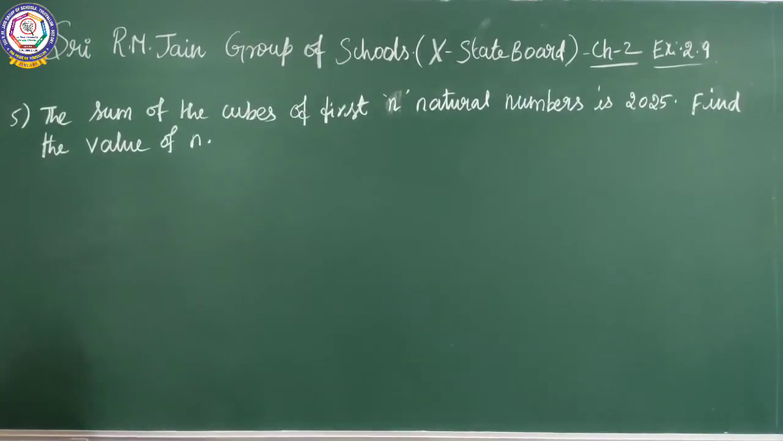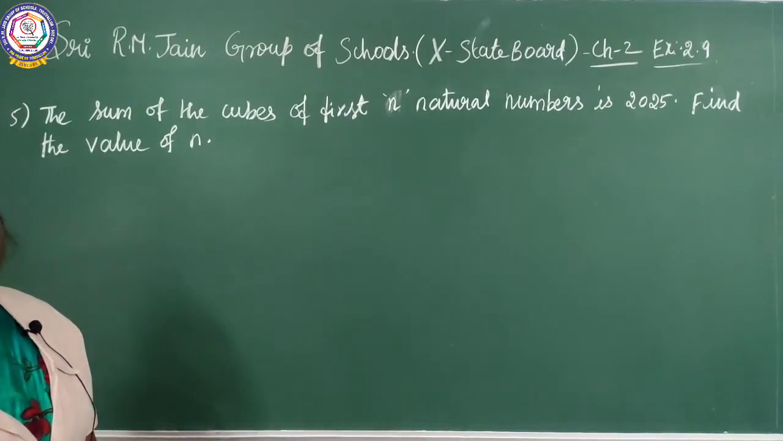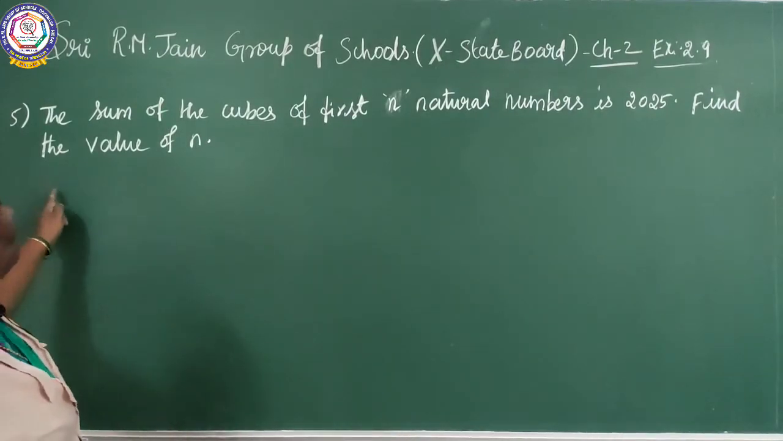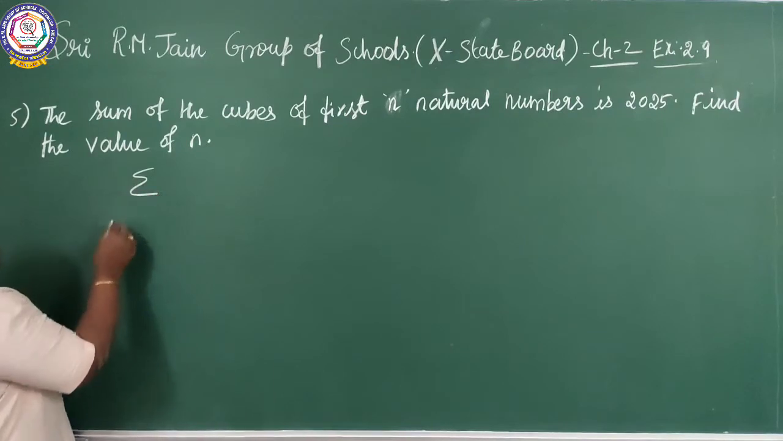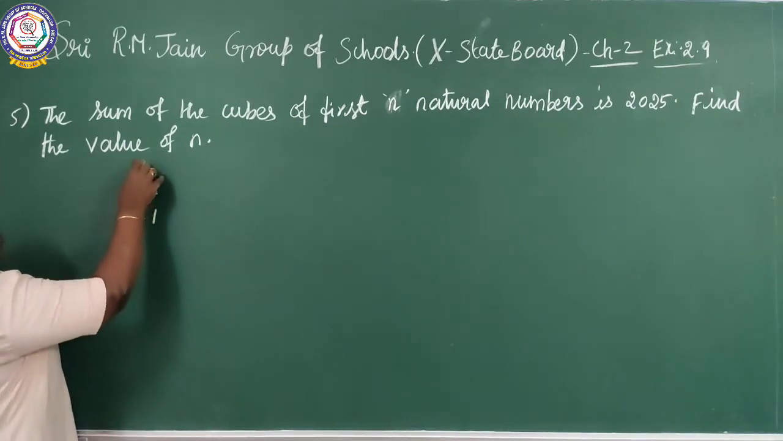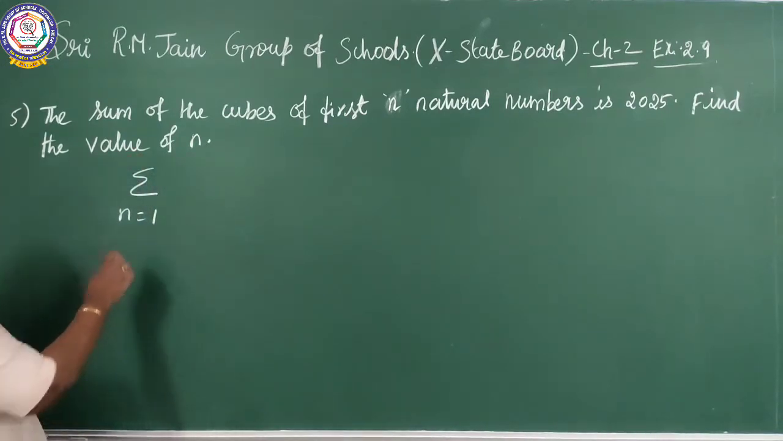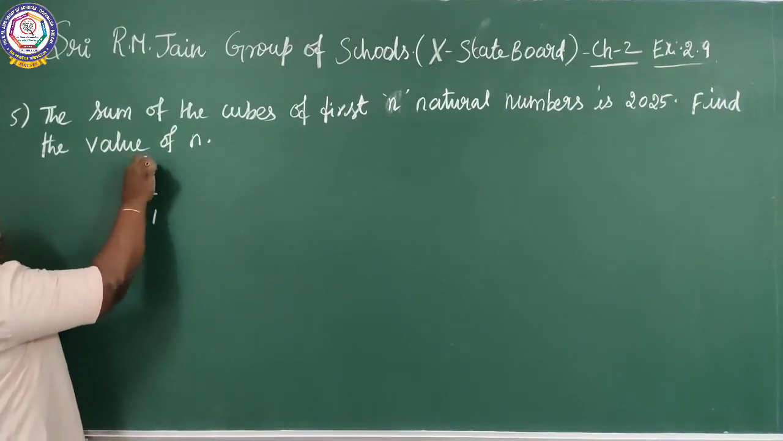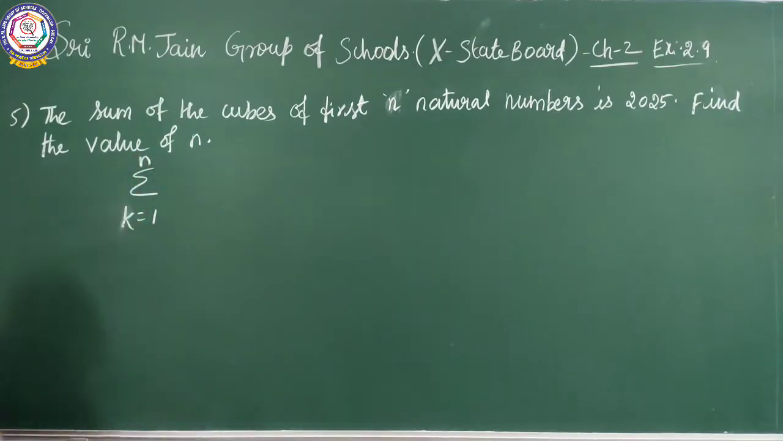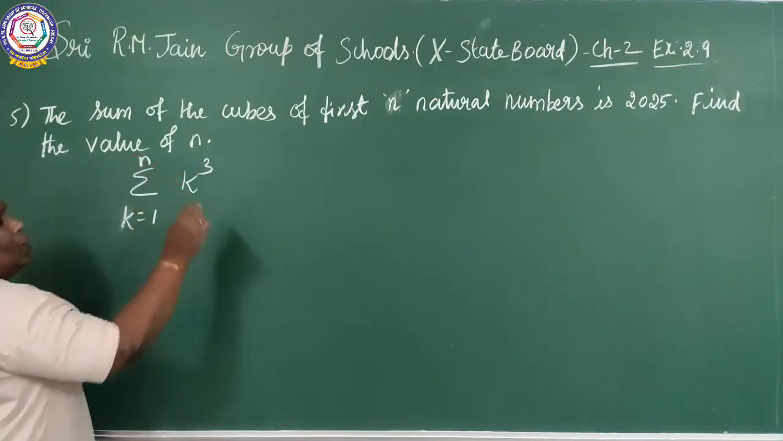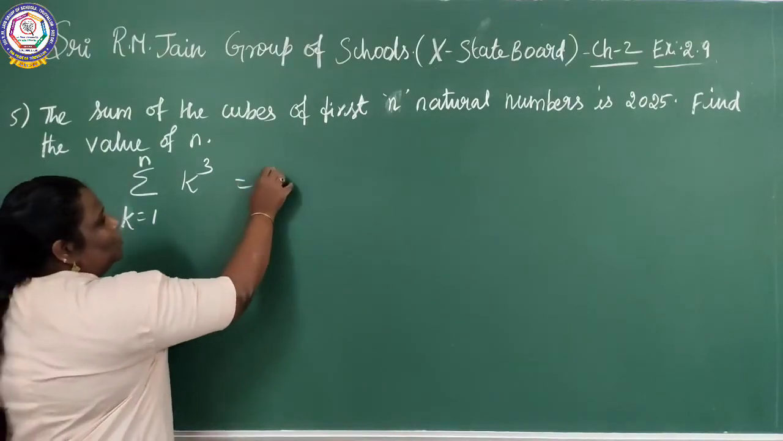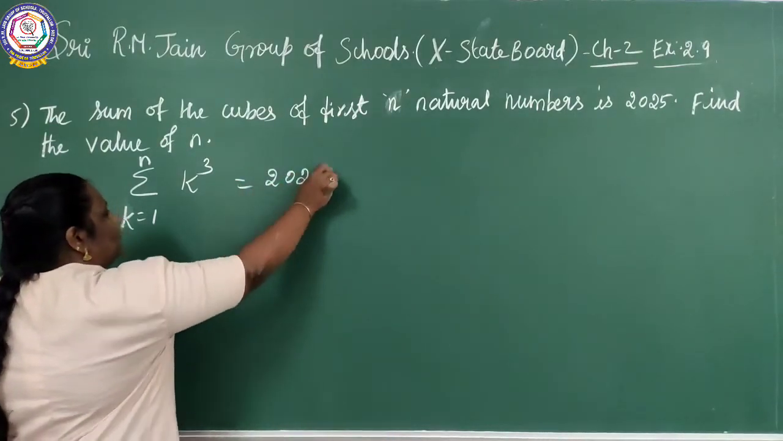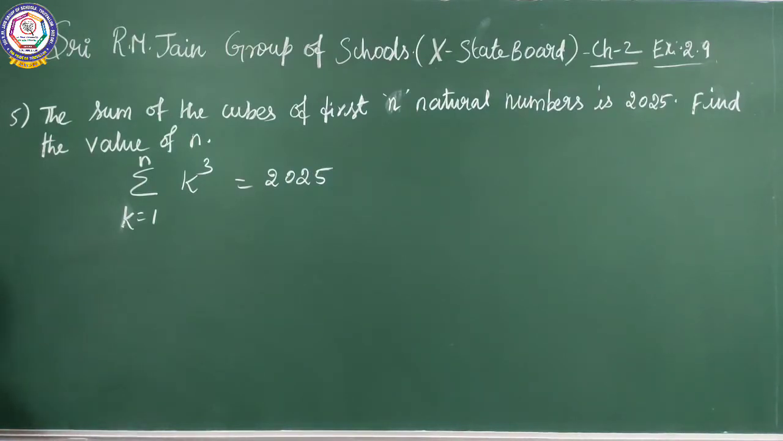See the fifth sum. The sum of the cubes of the first n natural numbers is 2025. Find the value of n. Sum of the cubes of n natural numbers means sigma k equals 1 to n of k cube equals 2025.